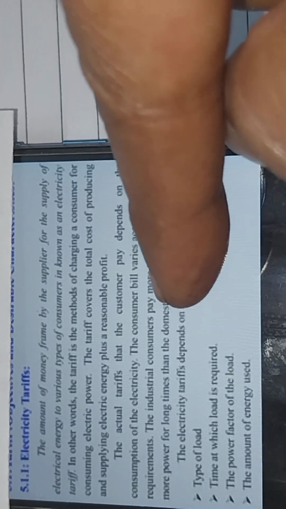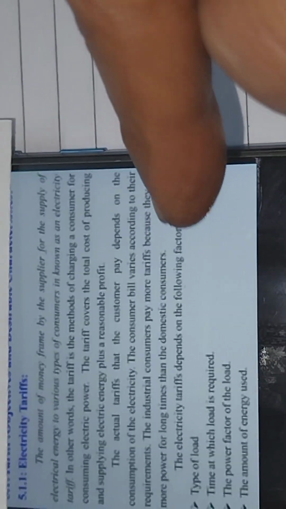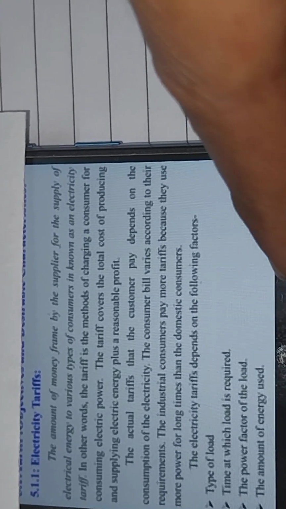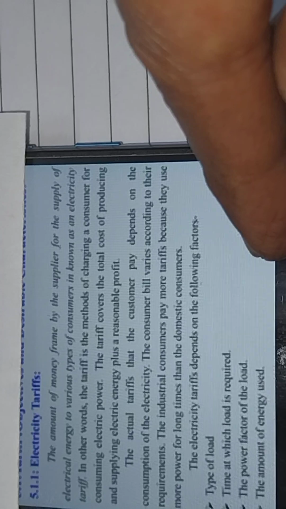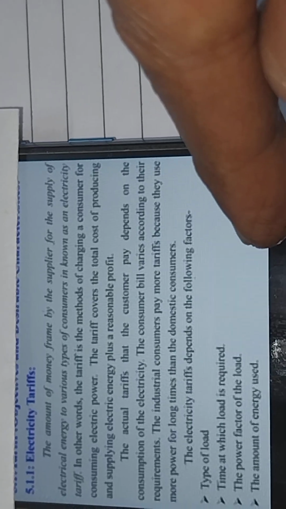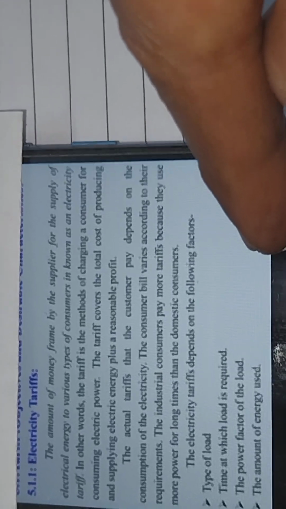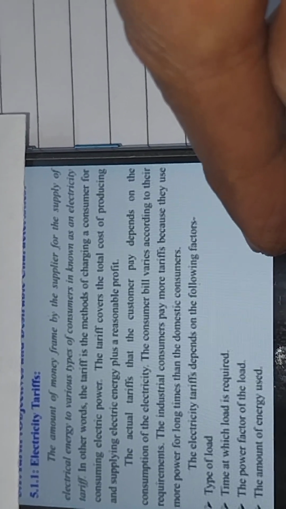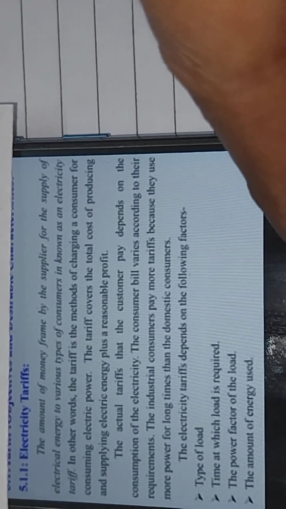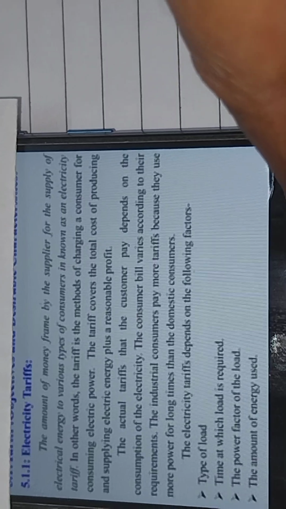The actual tariffs that the consumer pays depend on the consumption of electricity. The consumer bill varies according to their requirements. The industrial consumers pay more tariffs because they use more power for long times than domestic consumers. Moreover, every country, including India, wants to look like a welfare government, so they charge lesser tariff for domestic consumers and higher tariff for industrial consumers to compensate. Sometimes these charges are even less than the cost of supply, and higher tariffs are charged to the industrial and commercial consumers. This is also known as cross subsidy.